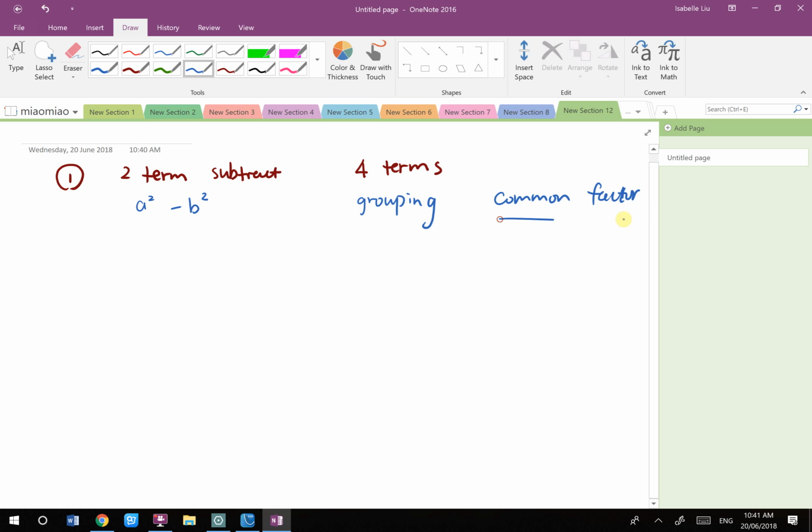We can see common factors. For grouping, we can go a squared minus b squared for the difference of perfect squares. That's the first three techniques we learned to factorize.